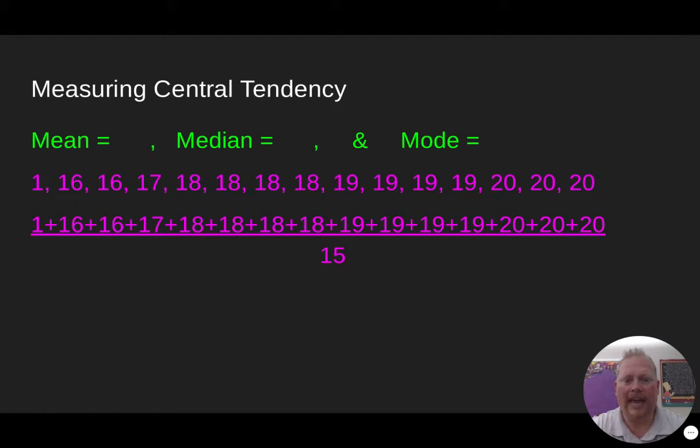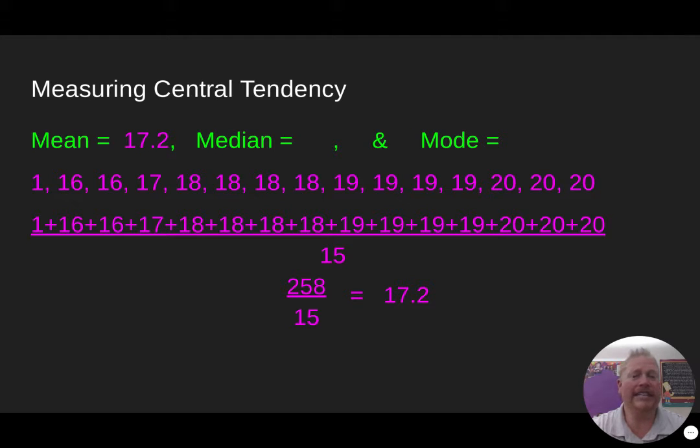So for the mean, let's add all those up. And since there's 15 scores there, let's divide by 15. So 258 divided by 15 is 17.2.